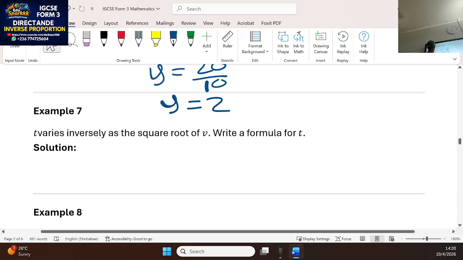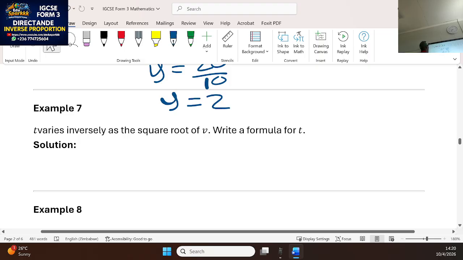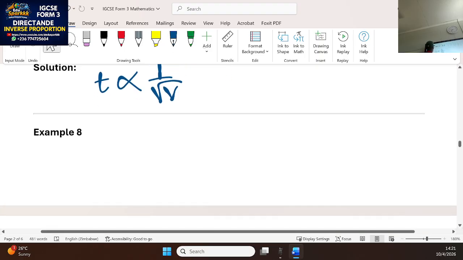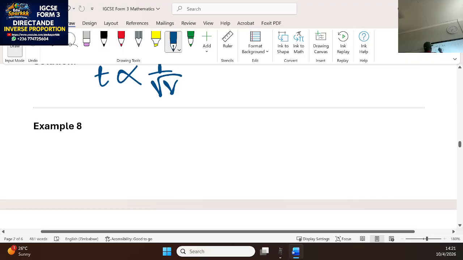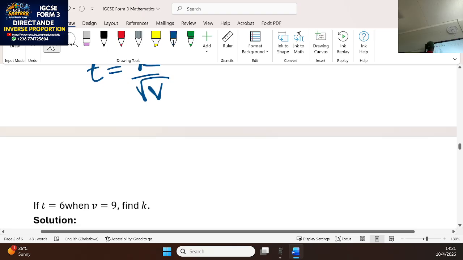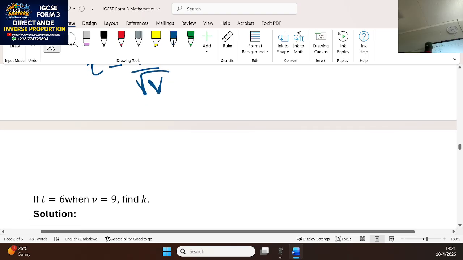Now moving to number 7: t varies inversely as the square root of v. In other words, we are saying t is proportional to 1 over root v. So write the formula for t. We found the formula. Then in example 8, the moment we have the formula, we expect something of this nature to come, where we have k over root v. Then what's the problem? If t is equal to 6 and v is equal to 9, find k.